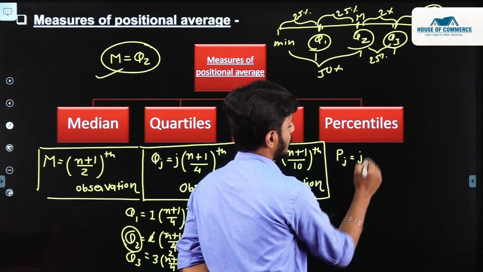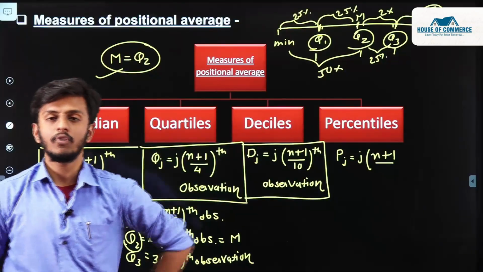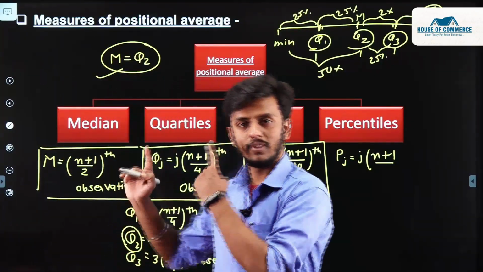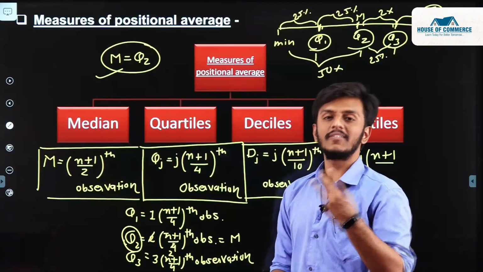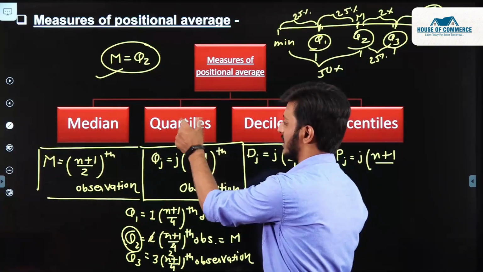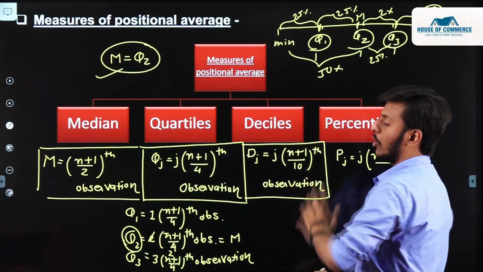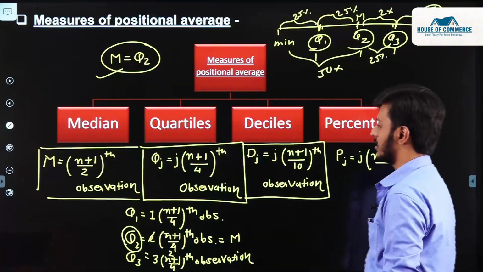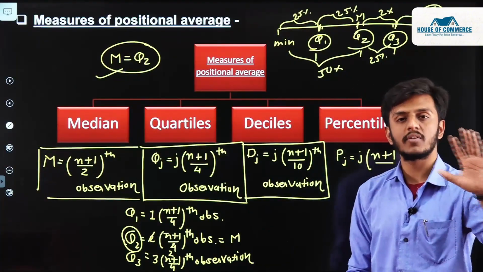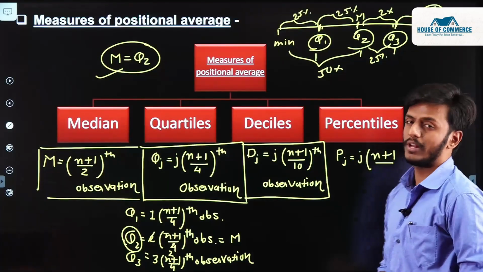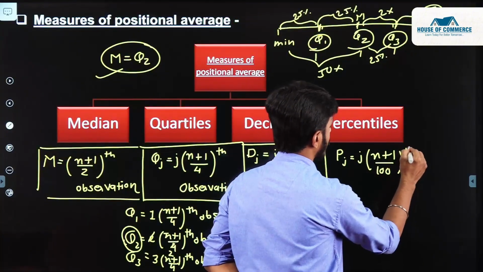The formula of Pj is j(n+1)/100. What do we mean by percentiles? The one value which divides all the observations in 2 equal parts is known as the median. 3 values which divide all the observations in 4 equal parts are the quartiles. 9 values which divide the observations in 10 equal parts are the deciles. And those 99 values which divide all the observations in 100 equal parts are known as the percentiles. So what will be the formula? j(n+1)/100th observation.